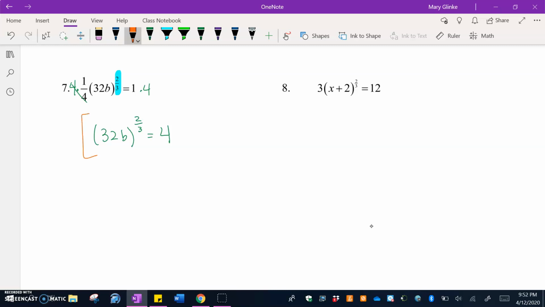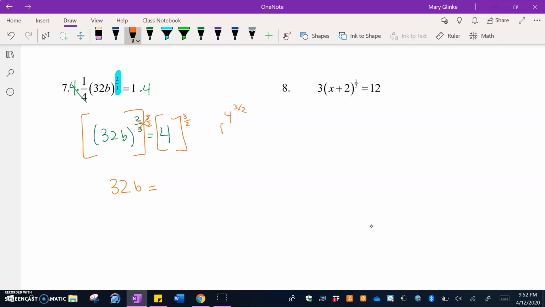We're going to raise both sides to the inverse operation. So we're going to take that fraction, that 2/3, and flip it. So we're going to raise both sides to the 3/2 power. And on that one side, we're left with just what was inside the parentheses here, the 32b. On the other side, we need to figure out what 4 to the 3/2 power is.